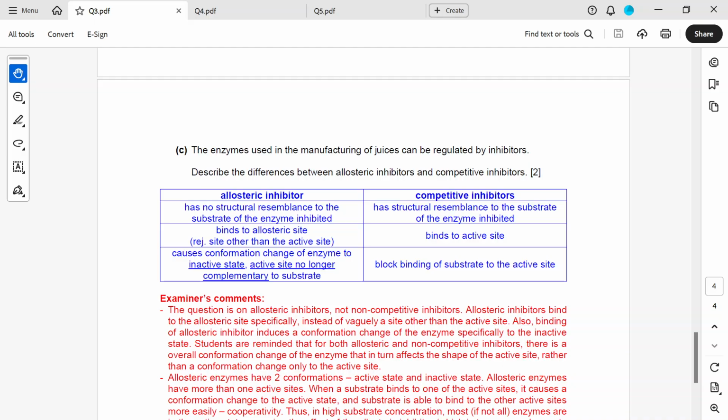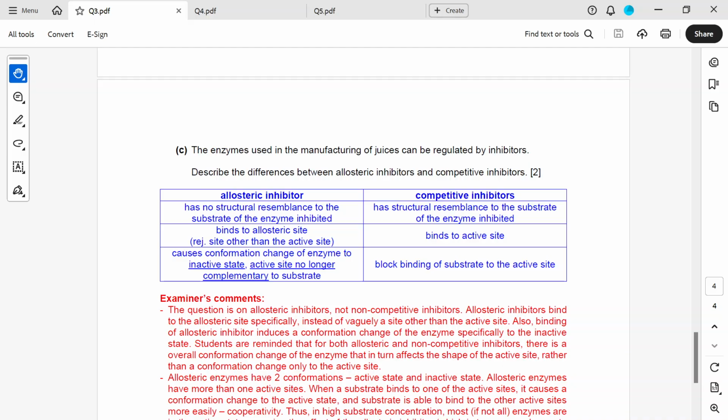And there is this specific term used for allosteric inhibitor, which is that the enzyme is changed to the inactive state. That would be something that we're looking for. And when it is in the inactive state, the reason why there is inhibition is also because the active site is no longer complementary to the substrate, which prevents binding of the substrate. So two things that I'll be looking for: conformation change of the enzyme overall to the inactive state, and also the active site no longer being complementary.